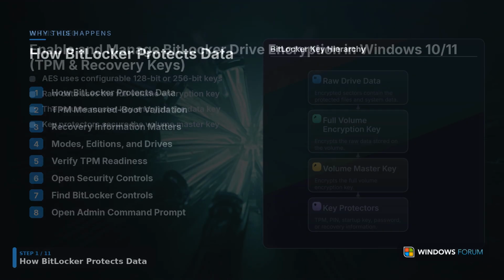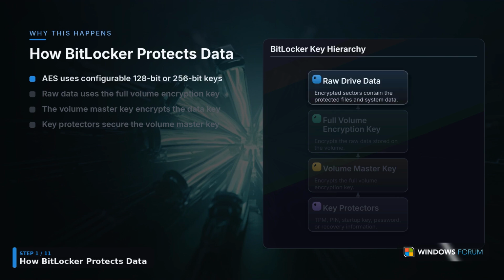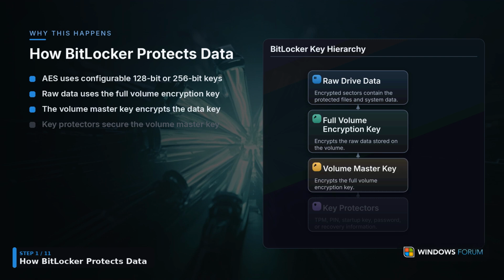BitLocker does not protect your entire drive with a single exposed password. Your raw data is encrypted with the full volume encryption key, and that key is encrypted by the volume master key. One or more protectors then secure the volume master key, creating a layered design. Those protectors can include a TPM, TPM plus PIN, startup key, password, or recovery information. BitLocker uses AES with configurable 128-bit or 256-bit keys, so unlocking the drive means successfully satisfying an authorized protector rather than decrypting everything at once.